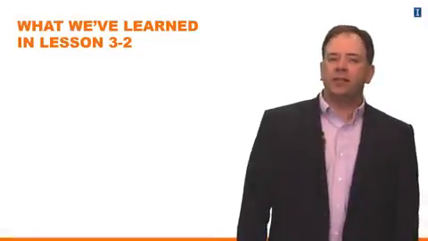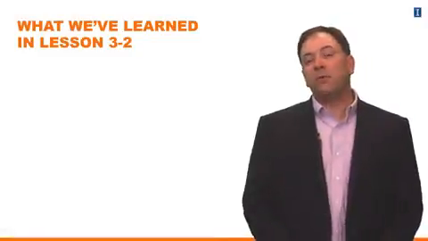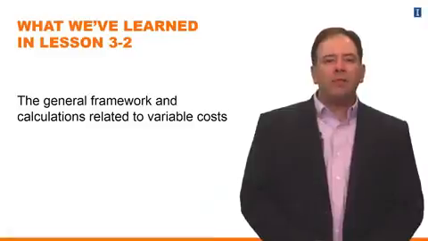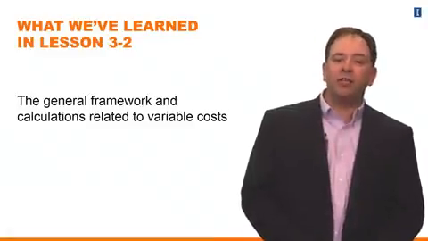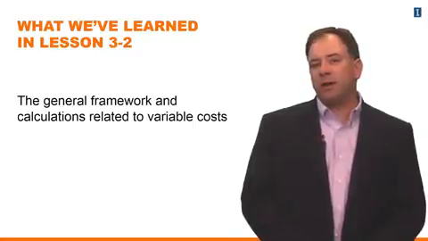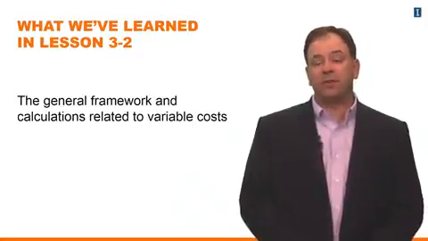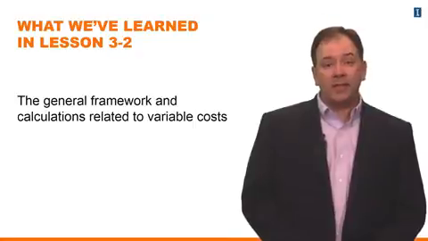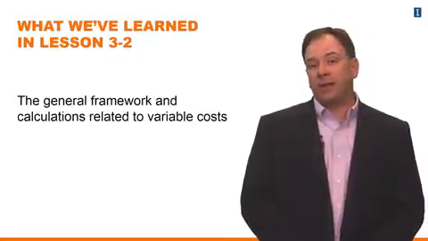So this concludes lesson 3-2. Let's talk about what we learned. We started with a general framework and the calculations related to variable costs. And even in a simple world where there are just three categories, materials, labor, and variable overhead, we can see that the calculations are quite complex.